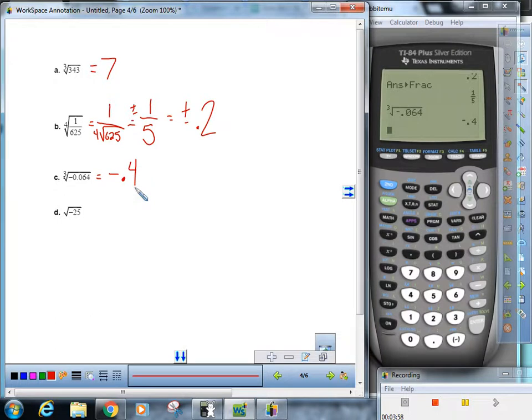Okay? Because a negative times a negative gives you a positive, but then you multiply that by a negative again, and it gives you a negative. So that one has to be negative. Okay? And just remember that there is a 2 here.